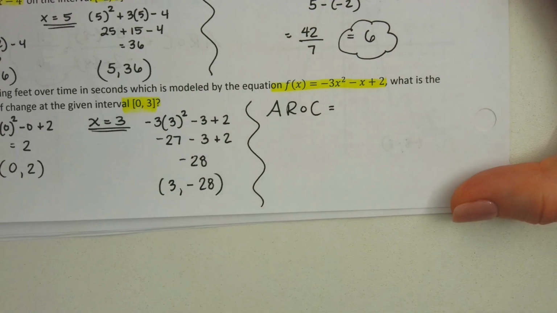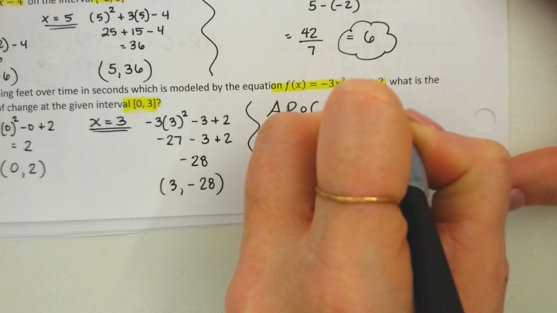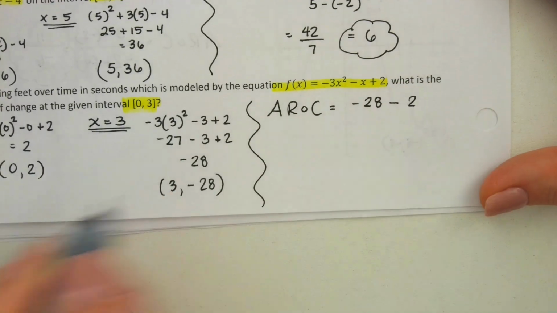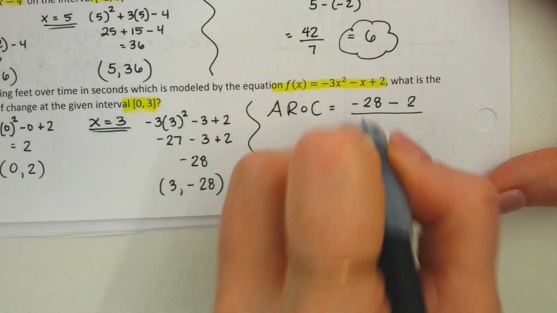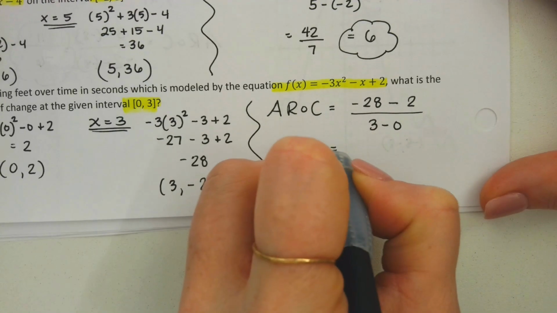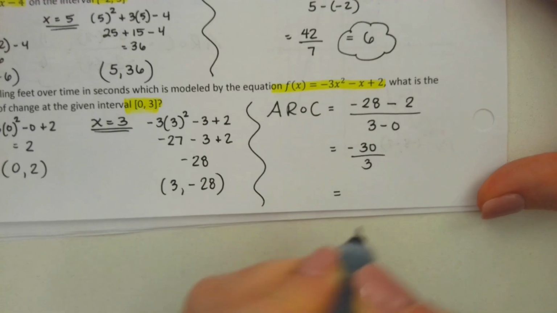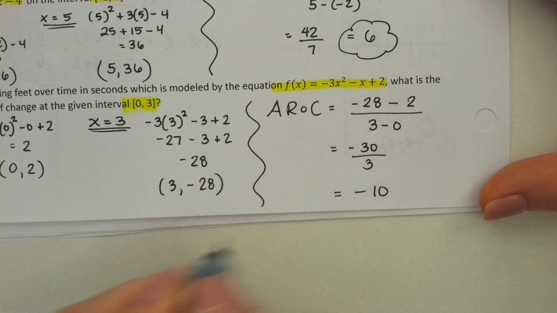All right, for my average rate of change, we'll do the change in the y's, which would be -28 minus 2. On the bottom, we'll do the change in the x's, which would be 3 minus 0. So it would be negative 30 over 3, which is an average rate of change of negative 10.